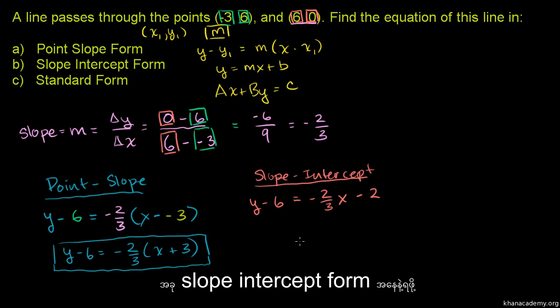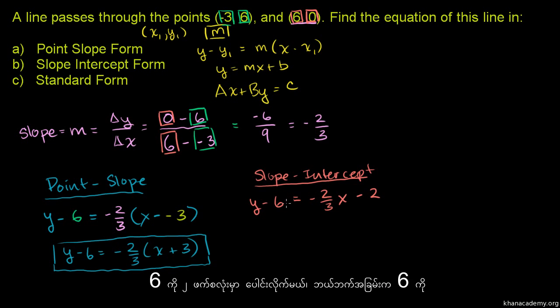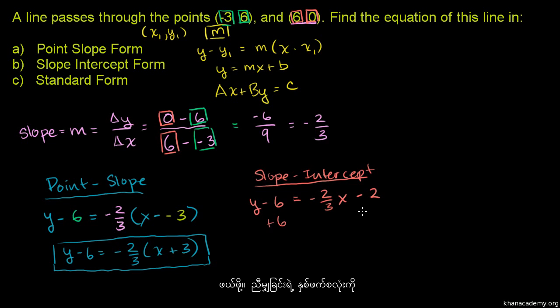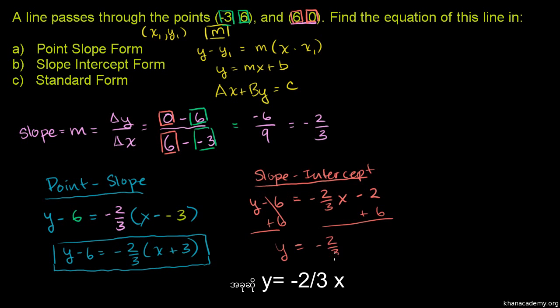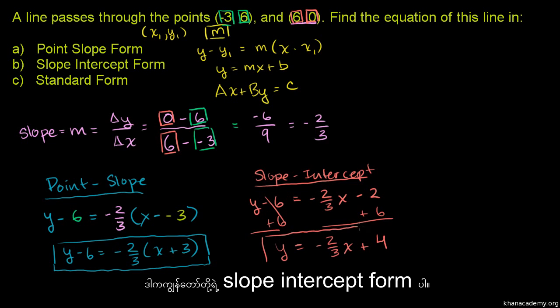And now to get it in slope intercept form, we just have to add the 6 to both sides, so we get rid of it on the left-hand side. So let's add 6 to both sides of this equation. Left-hand side of the equation, we're just left with a y. These guys cancel out. You get y is equal to negative 2/3 x. Negative 2 plus 6 is plus 4. So there you have it. That is our slope intercept form, mx plus b.